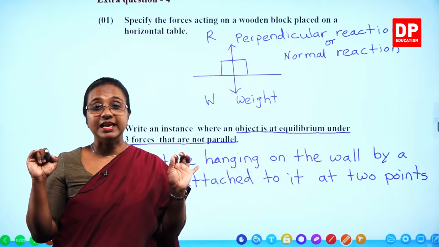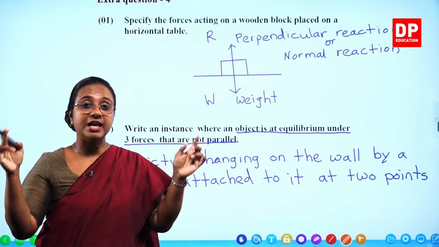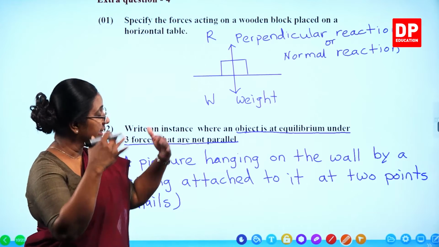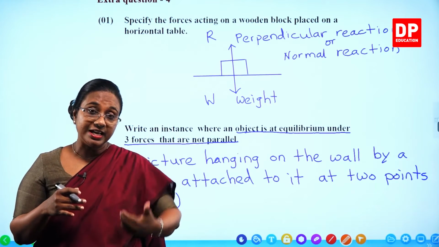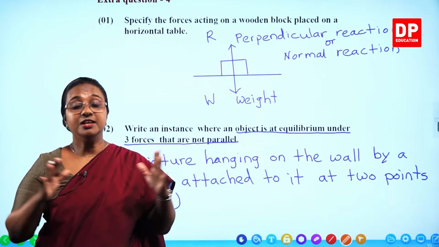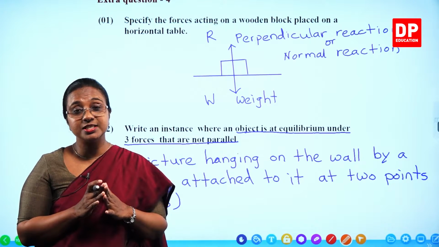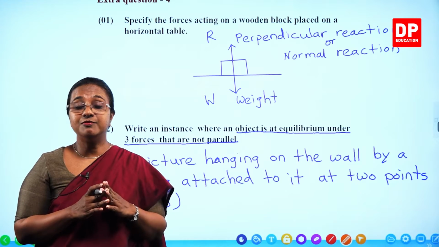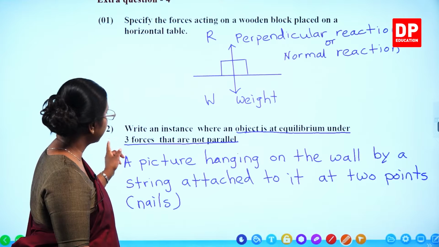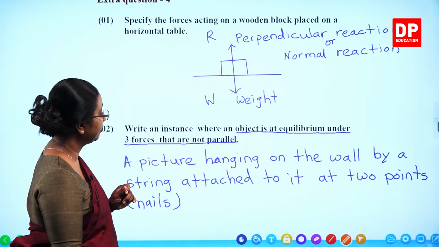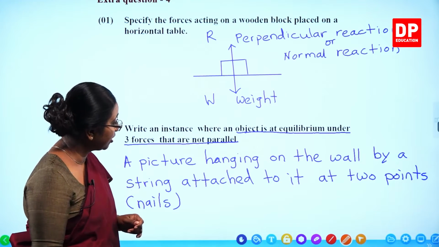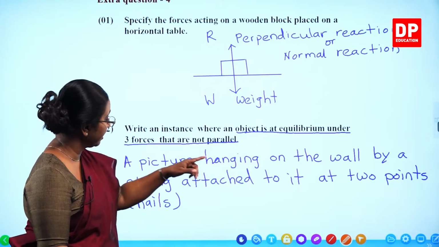There have to be 2 nails and the string has to be attached to that, and the string has to be like in a V shape, inverted V shape, and the picture has to be hanging. So, the weight will be acting downwards. The tension on either side of the string, there will be 2 other forces. So, altogether there will be 3 forces that are not parallel. So, that is an instance. Write an instance where an object is at equilibrium under 3 forces that are not parallel. A picture hanging on the wall by a string attached to it at 2 points.